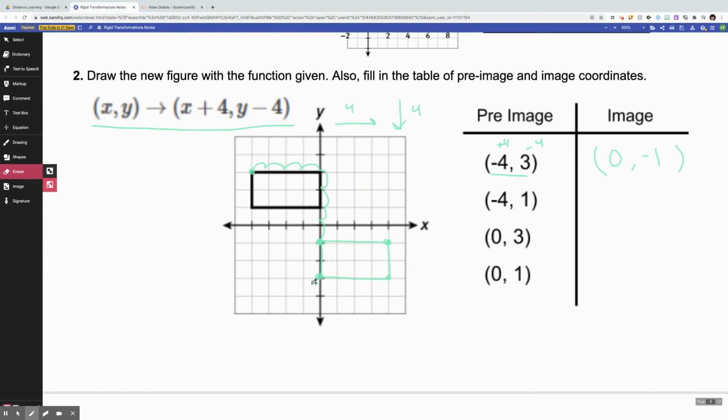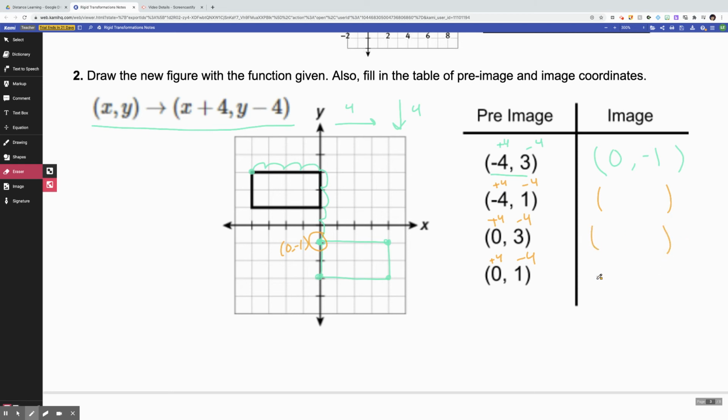And if you look at that coordinate point, that's exactly where the new one is located, at the point 0, -1, okay? So I can do that for all of my other points as well, okay? Add 4 to the x and subtract 4 from the y, okay? Because remember, the rule has to be the same for all of the coordinate points.